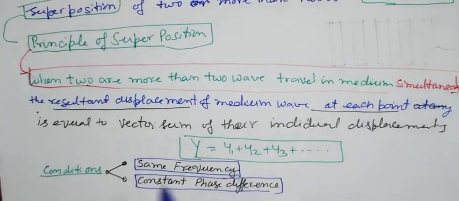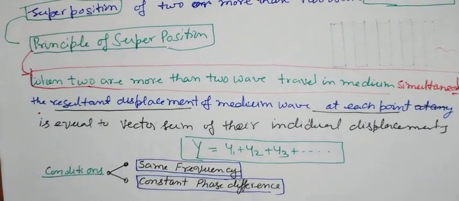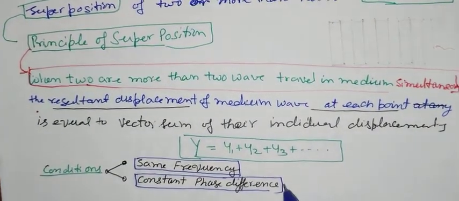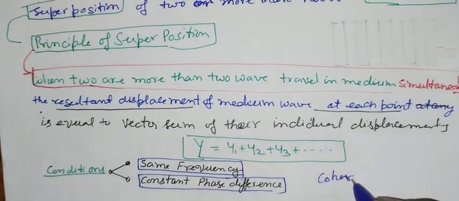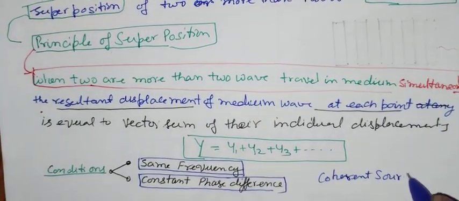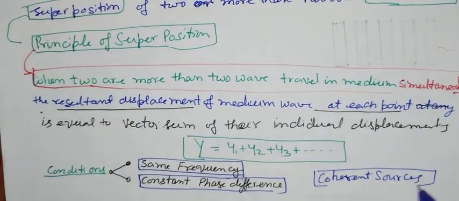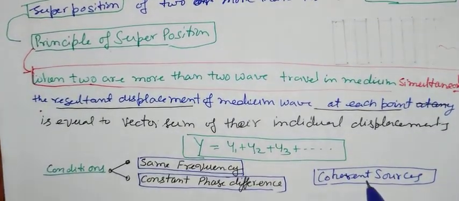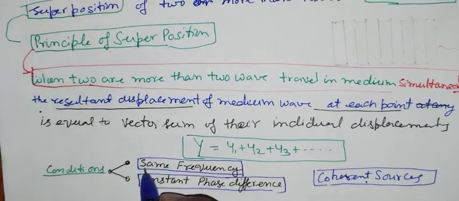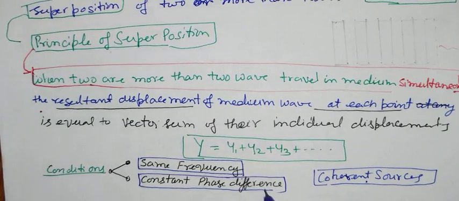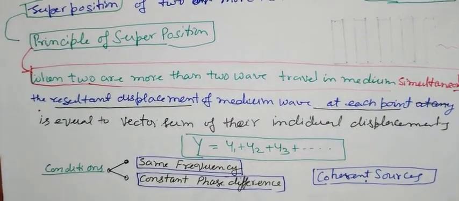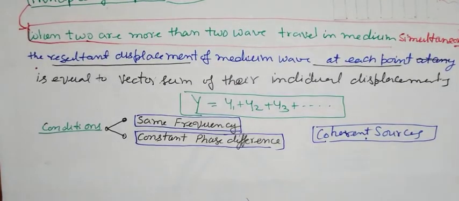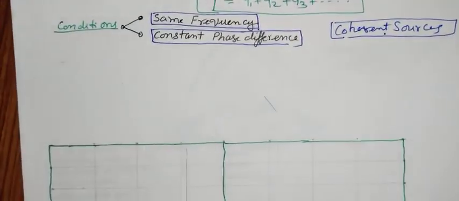And a minimum of two sources is required. So for that, coherent sources are required. Coherent sources produce the same frequency and constant phase difference with respect to time. This can be seen here in the diagram. See this diagram very carefully.